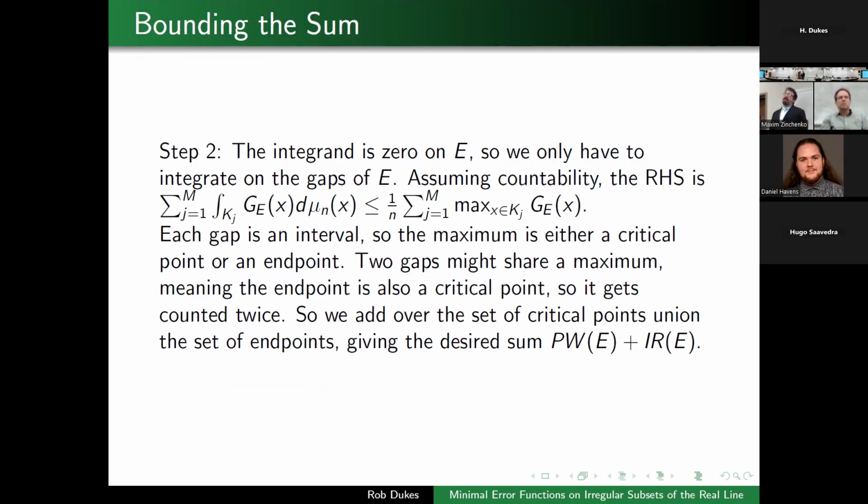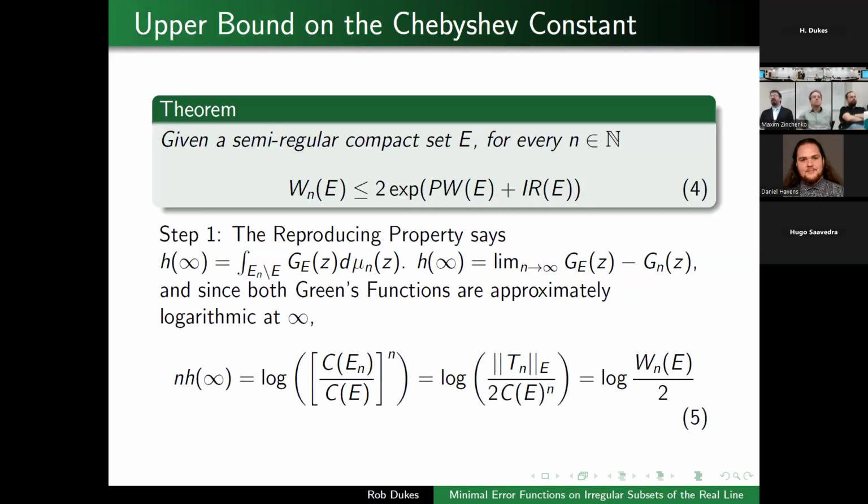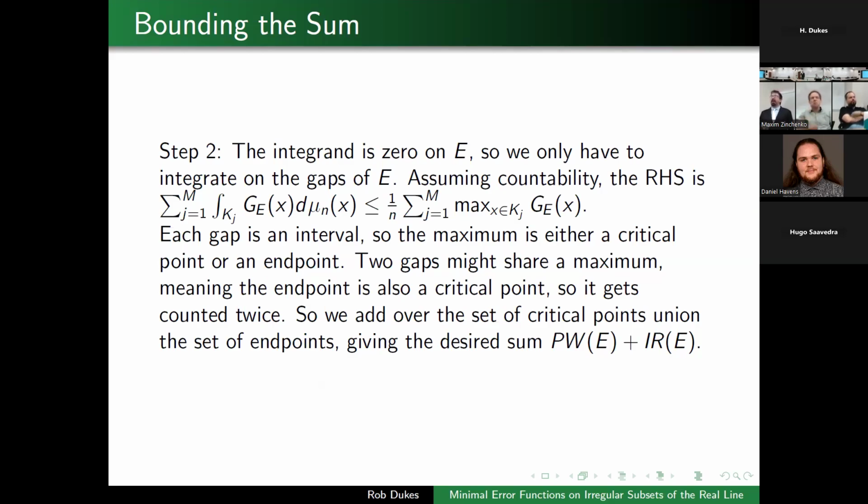Now the integrand is 0 on E, so we'll integrate on the gaps of E. So we split up E_n into gaps. Assuming we have countability, the right-hand side of this inequality would be the sum over each gap of the integral over the gap of the Green's function.